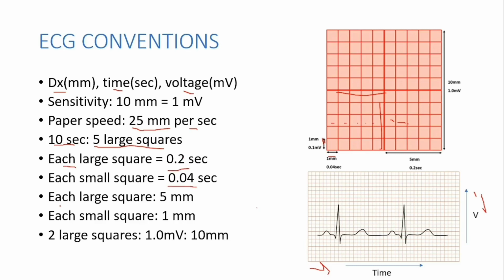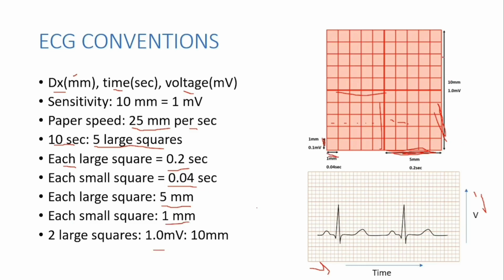Divide this by 5. Now the distance: each large square is equal to 5 millimeter. This is one large square, so it is 5 millimeter horizontally and 5 millimeter vertically. And each small square is 1 millimeter. Divide 5 by 5, so it will give you 1 millimeter horizontal, 1 millimeter vertical.